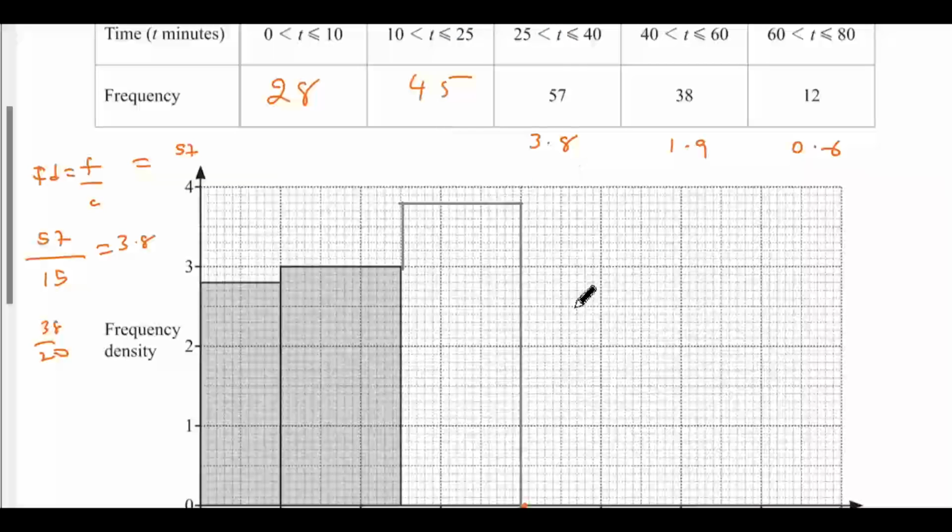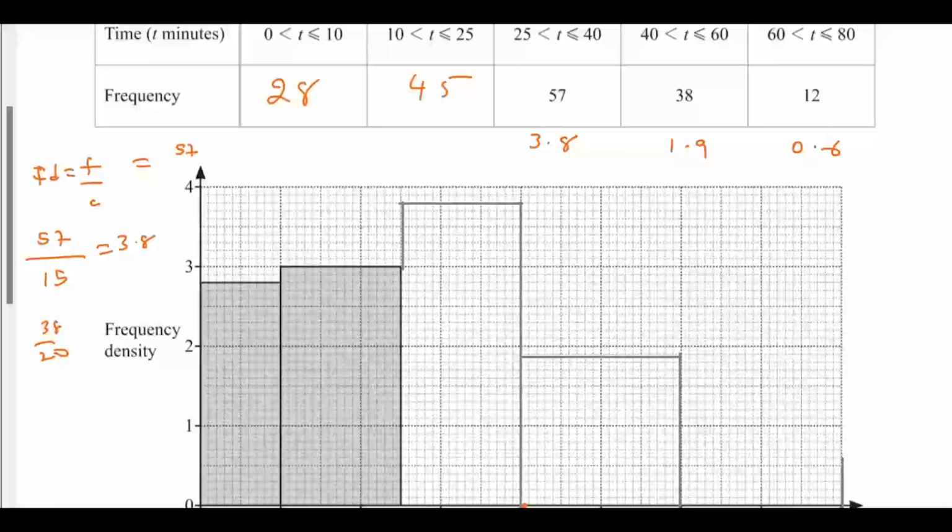Okay, so the next one will be from 40 to 60, and the frequency density is 1.9. So that means you draw from here. 1.9 should be around here. So we leave it here. So we join it with this 1.9 from here. So we draw to this point here, and the last one is from 60 to 80. The frequency density is 0.6. So you draw from here upward.